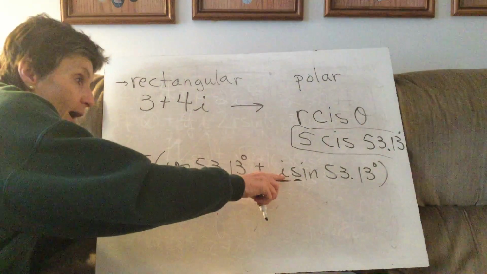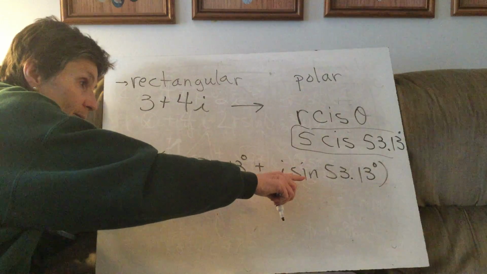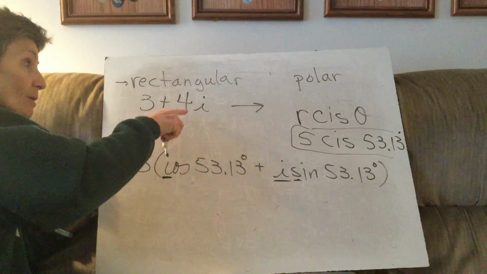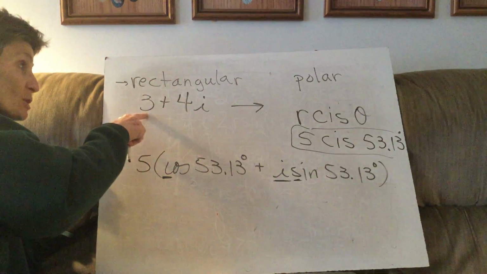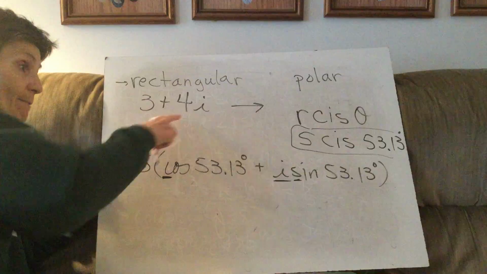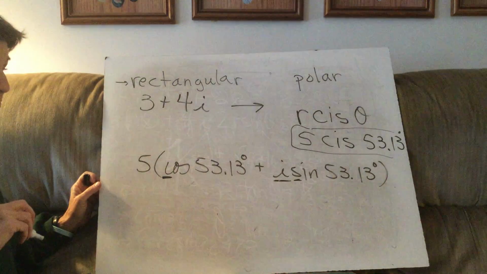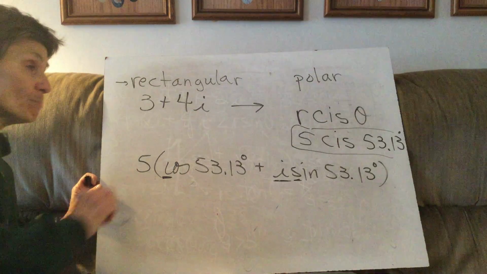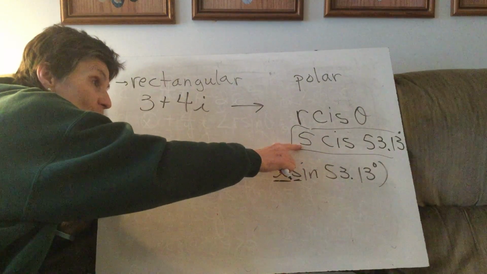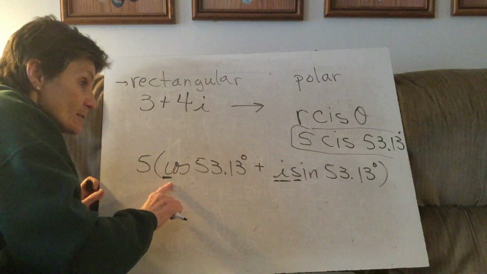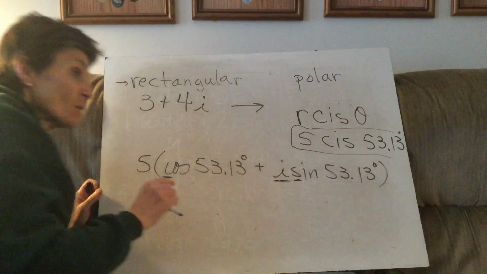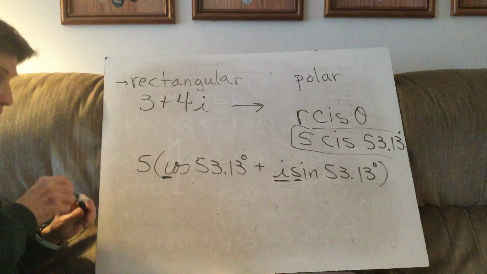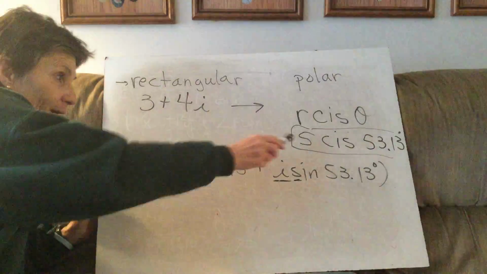And notice that the i goes with the sine because the sine is y, and in the original number, the i was on the y number. Remember, this was over 3 up 4. This was x and y. So that's why the i goes with the sine. So you are welcome at any time to write your answers using the cis shorthand, or to write it out officially like this. I think you can see why I like the shorthand better.